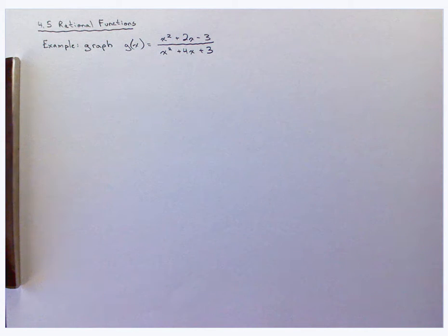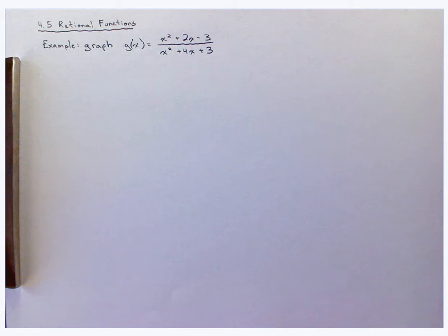Hey guys, we're going to look at an example for 4.5 rational functions. And our example says for us to graph this. Well, we're not actually going to graph it. How your homework will be, it will give you a rational function and it will say select the correct graph. So I'm going to show you how to find the critical information to help you discern which graph is correct.